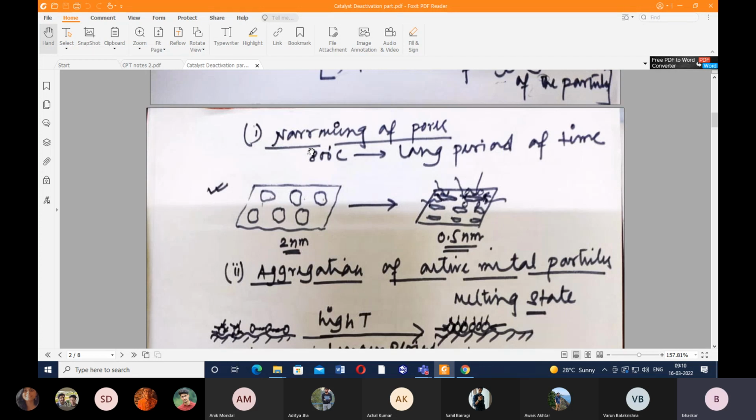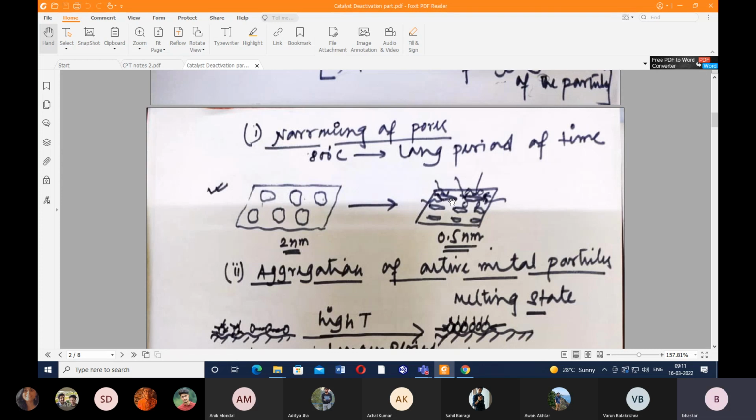Simultaneously you can carry out the reaction. But when the pores get narrower, let's assume 0.5 nanometers, the size of the gas molecule remains unchanged, like 1 nanometer, while the pore diameter has shrunk to 0.5 nanometers. So gas molecules of 1 nanometer particle size cannot penetrate through this, right? Due to the diffusion limitation. Why diffusion limitation? The size of the reactant molecule is greater than the pores.